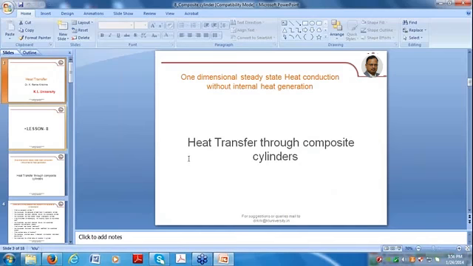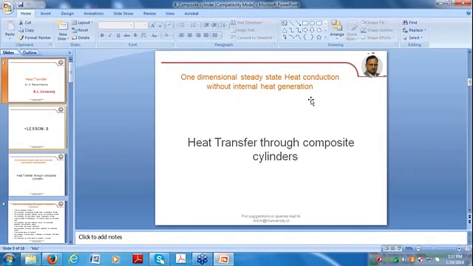Today's topic is heat transfer through composite cylinders. This is under one-dimensional steady-state heat conduction without internal heat generation.